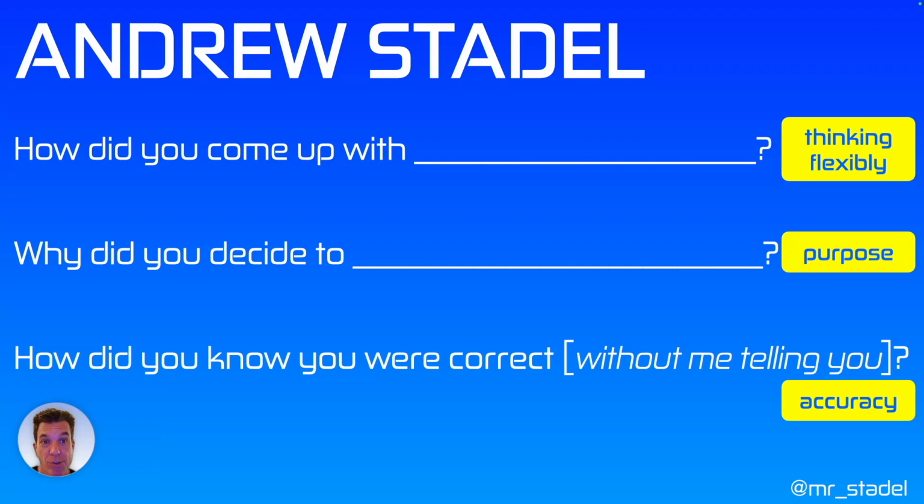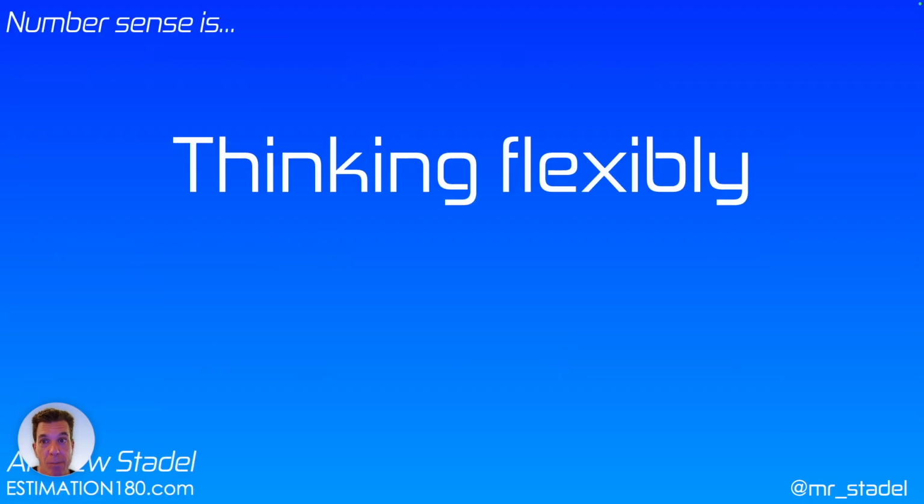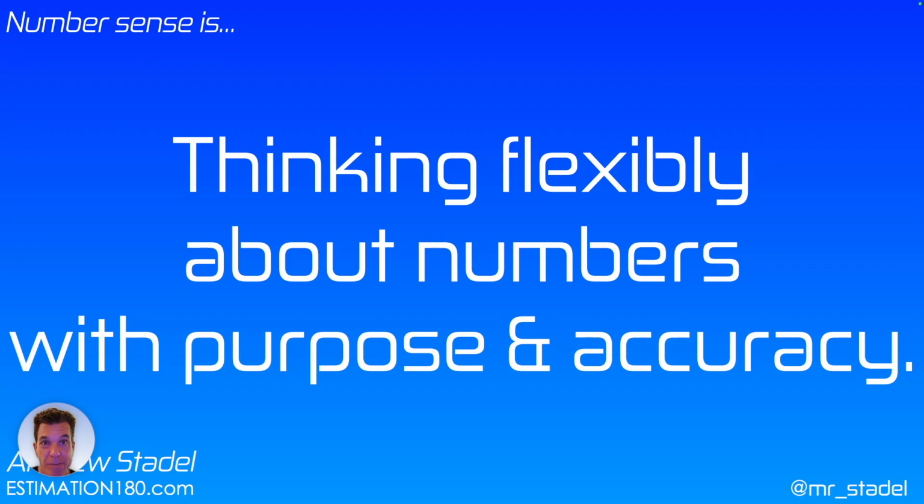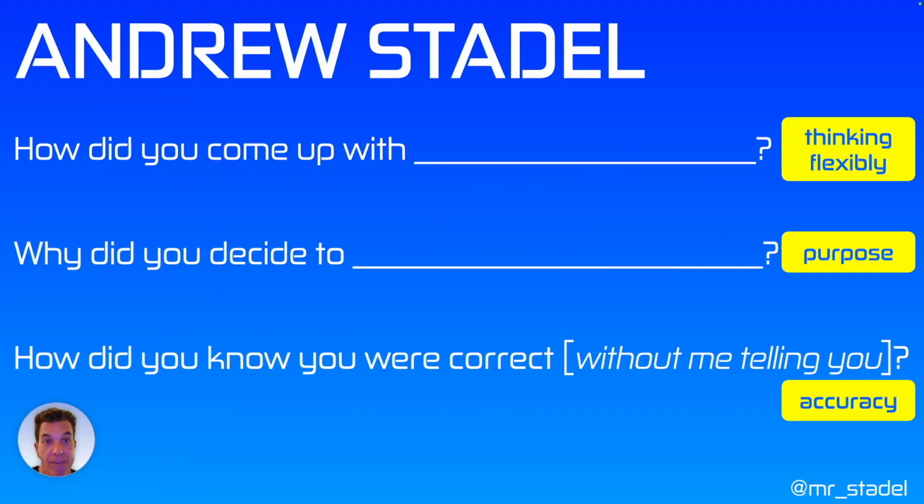With the inspiration of those 3 sources, I found myself coming up with a definition for number sense. And here's what I think number sense is. Number sense is thinking flexibly about numbers with purpose and accuracy. And again, I find these 3 questions really, really helpful when I'm having conversations with students. How did you come up with this? Why did you decide to do that? And how do you know you were correct without me telling you?